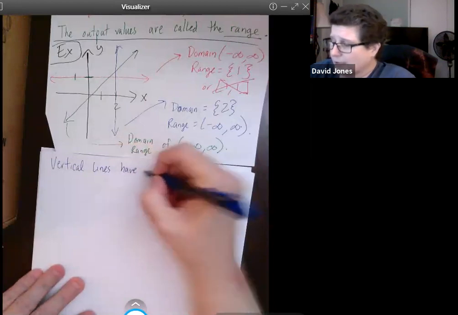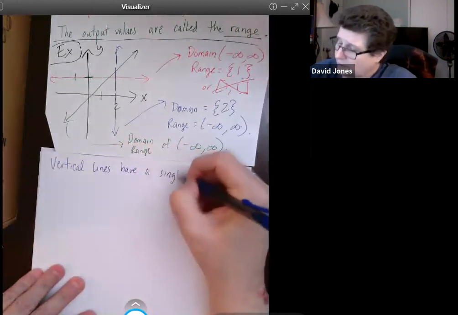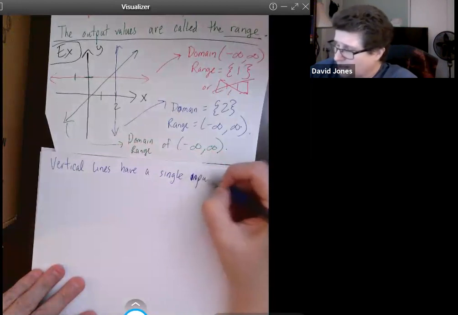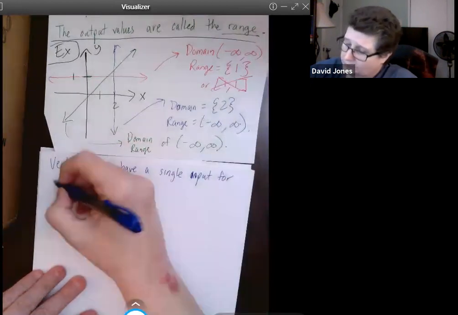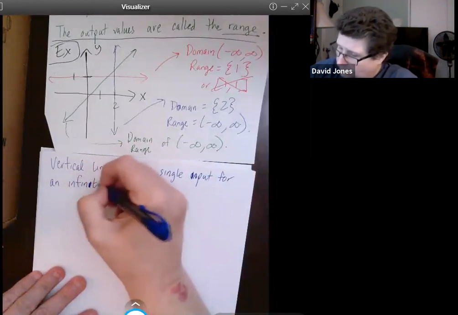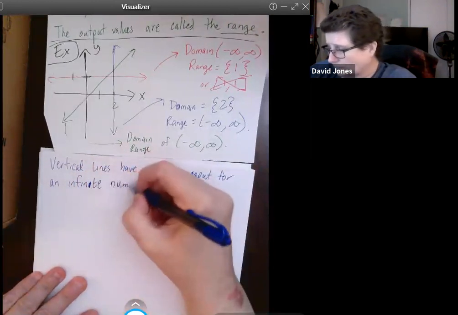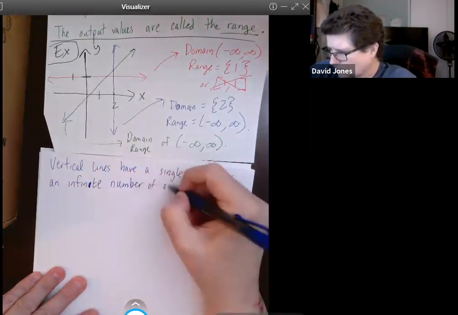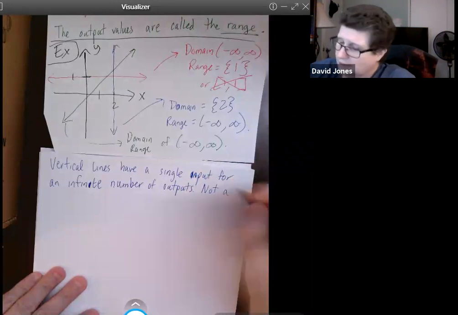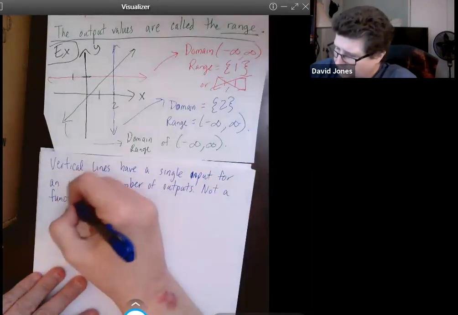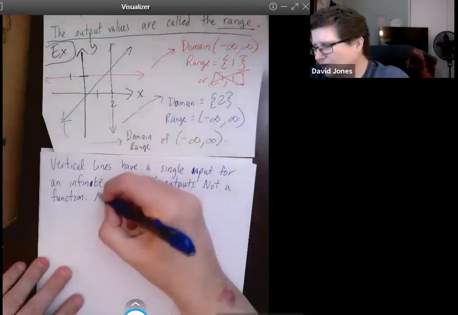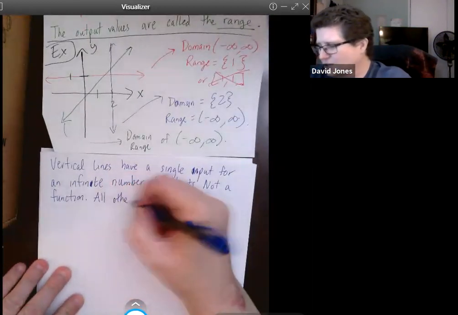I have a single input for an infinite number of outputs. This is not a function. All other lines can be written as a function.